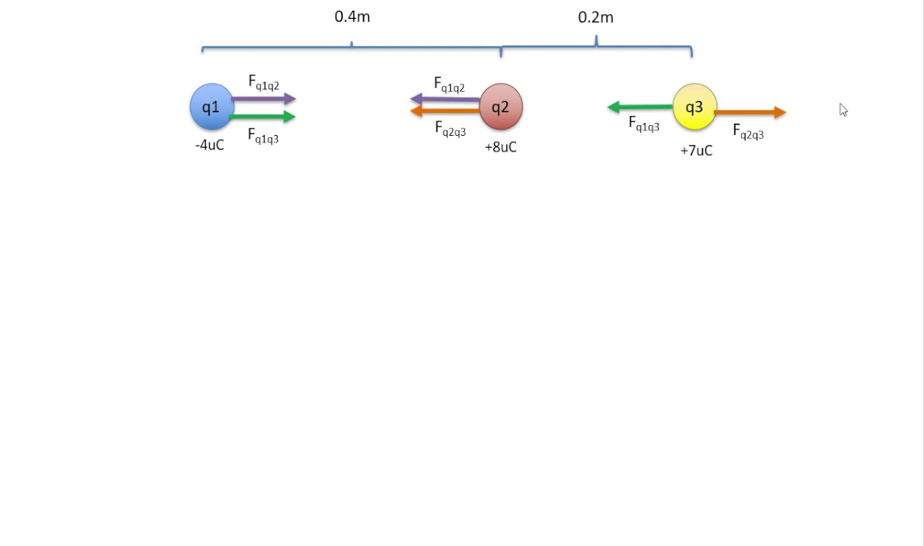Now that we've assigned all the forces that these objects are feeling by one another, we can start diving into this question. Let's go ahead and calculate the magnitude of the force with Coulomb's Law. We know that Coulomb's Law is F equals K times Q1 times Q2 divided by r squared.